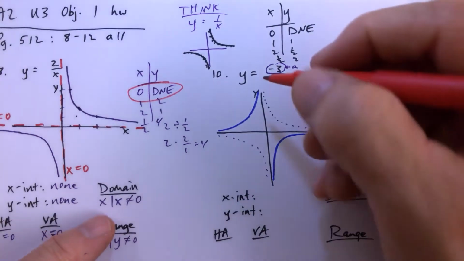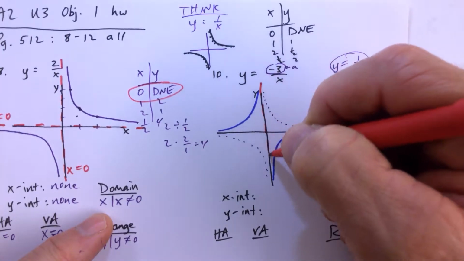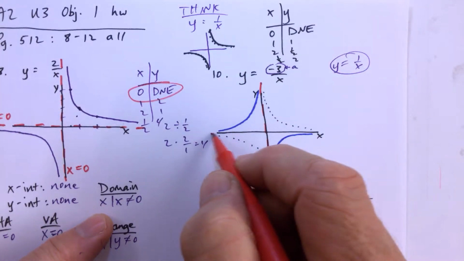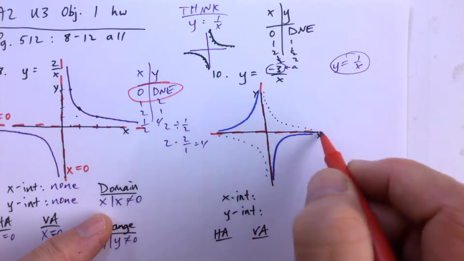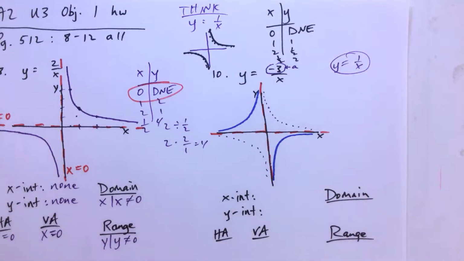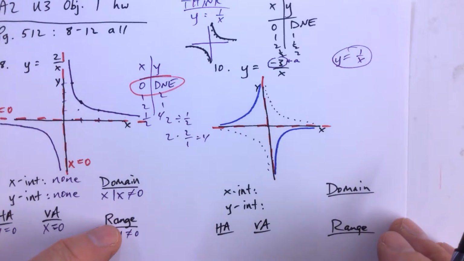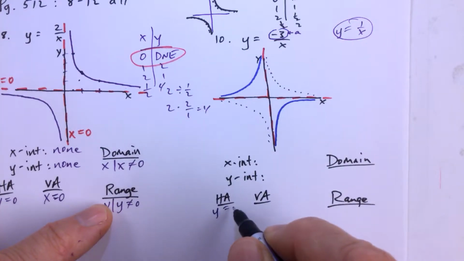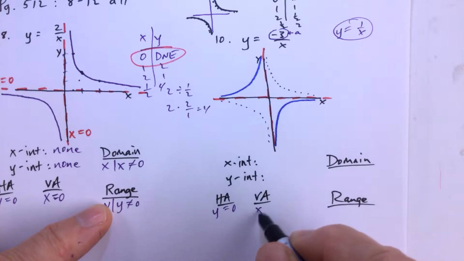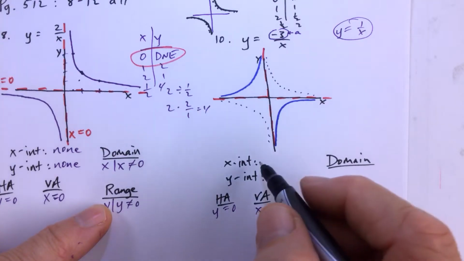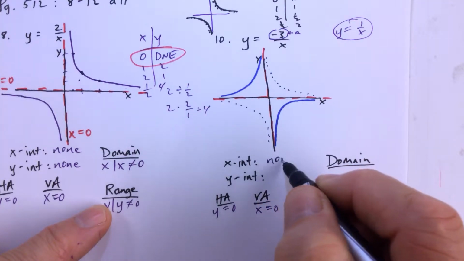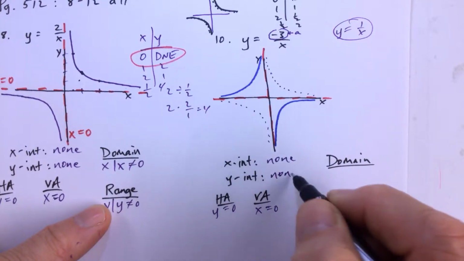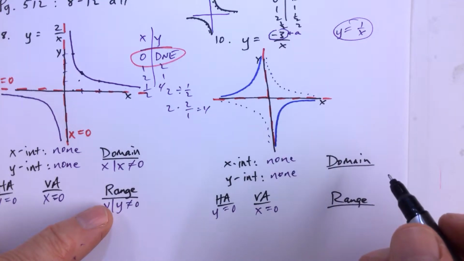Just like in number 8, we have a vertical asymptote. Right there, the y-axis is the vertical asymptote and the x-axis is the horizontal asymptote. The equations for the asymptotes remain the same, just like in number 8. The equation for the horizontal asymptote is y equals 0. Vertical asymptote, x equals 0. We can see that there is no x-intercept, there is no y-intercept, and the domain remains exactly the same.